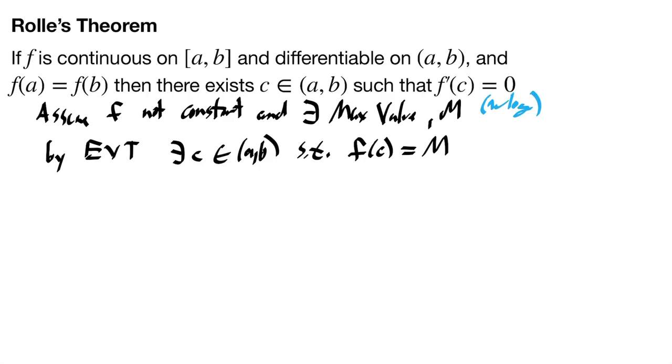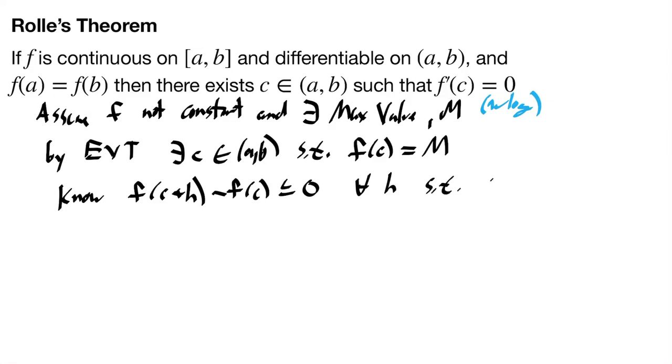Okay, so let's go about seeing if we can prove the rest of this. Well, what we know is because it's a maximum, we know that f of c plus h minus f of c must be less than or equal to 0 for all h values such that c plus h is still in our interval (a, b). Now, why is this? Well, this is because our m is a maximum, and f of c is the maximum value.